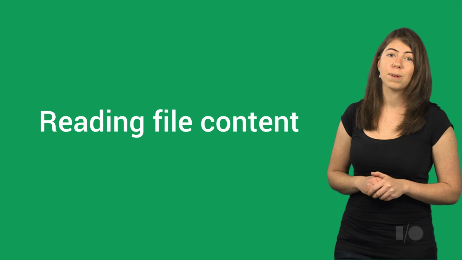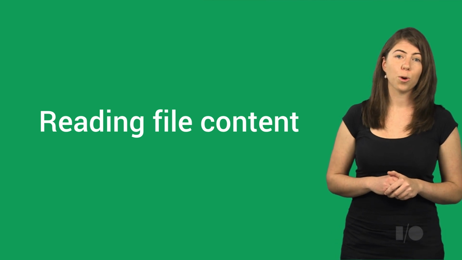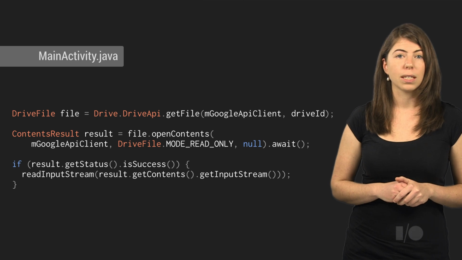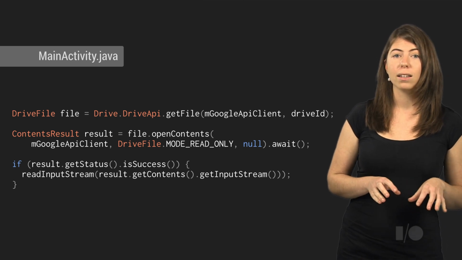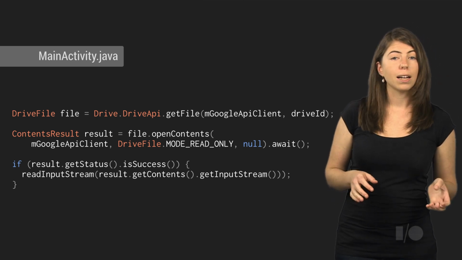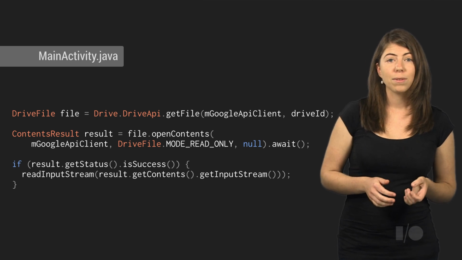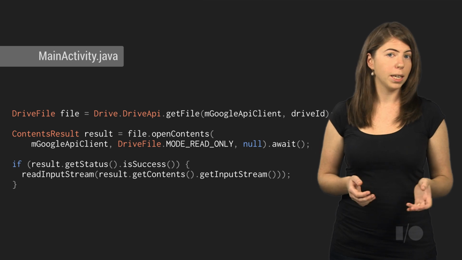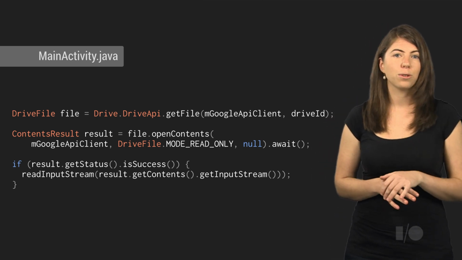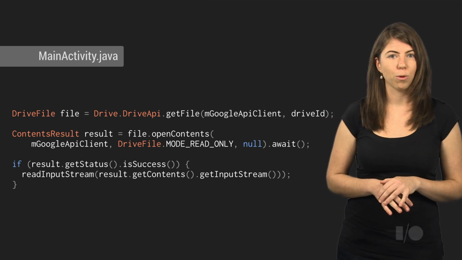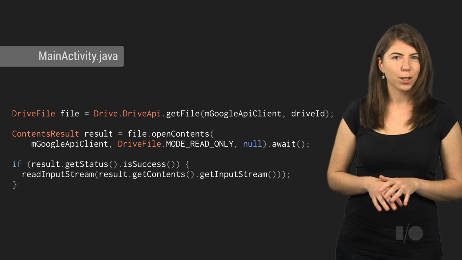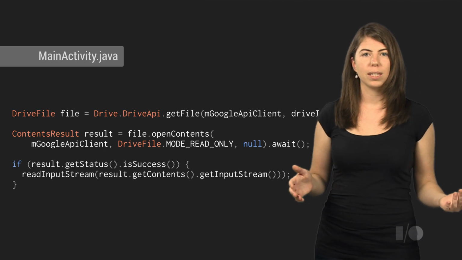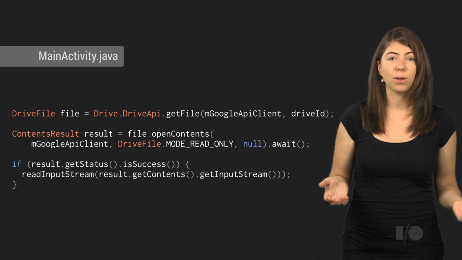Last, we need to display the receipt image and description when users open it from the list. To display the receipt image, get the Drive file for the receipt using driveapi.getfile and open the contents using drivefile.opencontents. If the file content is already available on the device, the open file method will return immediately, and if not, the Drive Android API will fetch the content from the server for you. Now, the app functions just as it did before, with the added benefit that users can open all of their receipts on any Android device, as well as on the web.